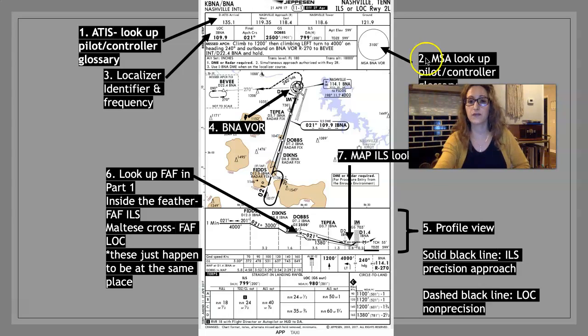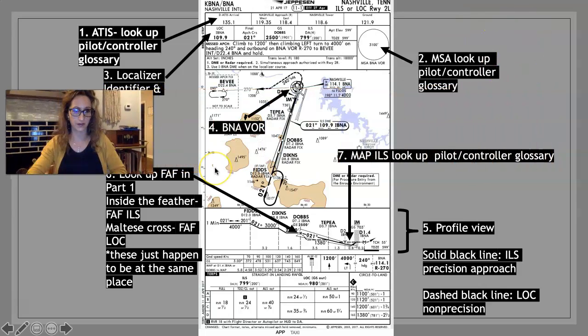So I want us to look up what the missed approach point means. So go to the back of your book, because sometimes they're not in the definitions. It's in the glossary. And look up Missed Approach Point, MAP. And then highlight it and read it when you find it.